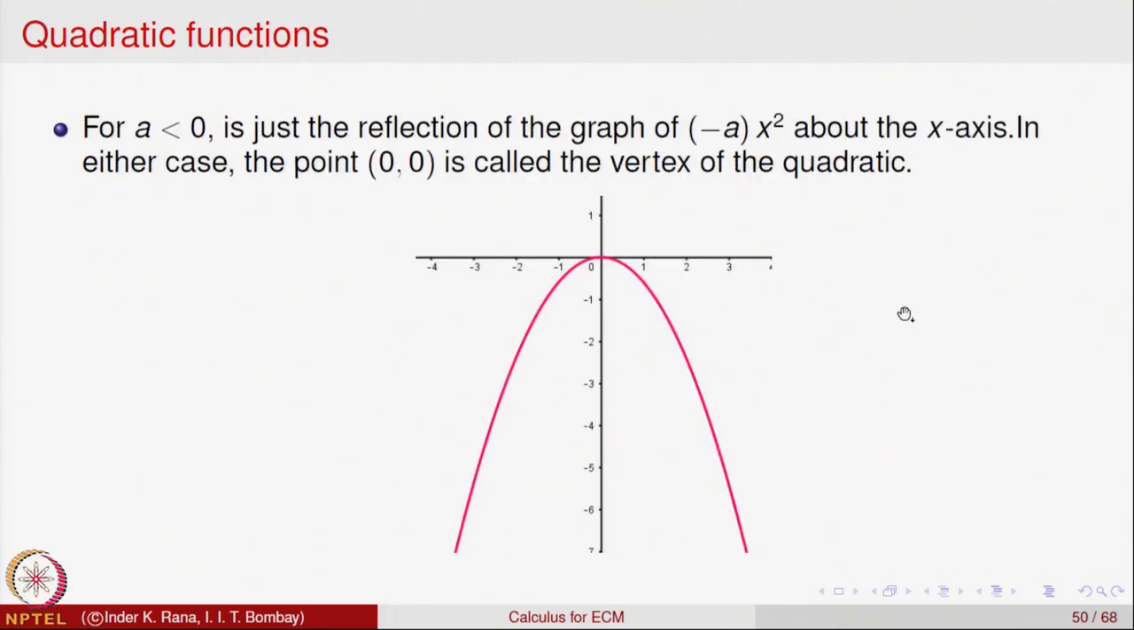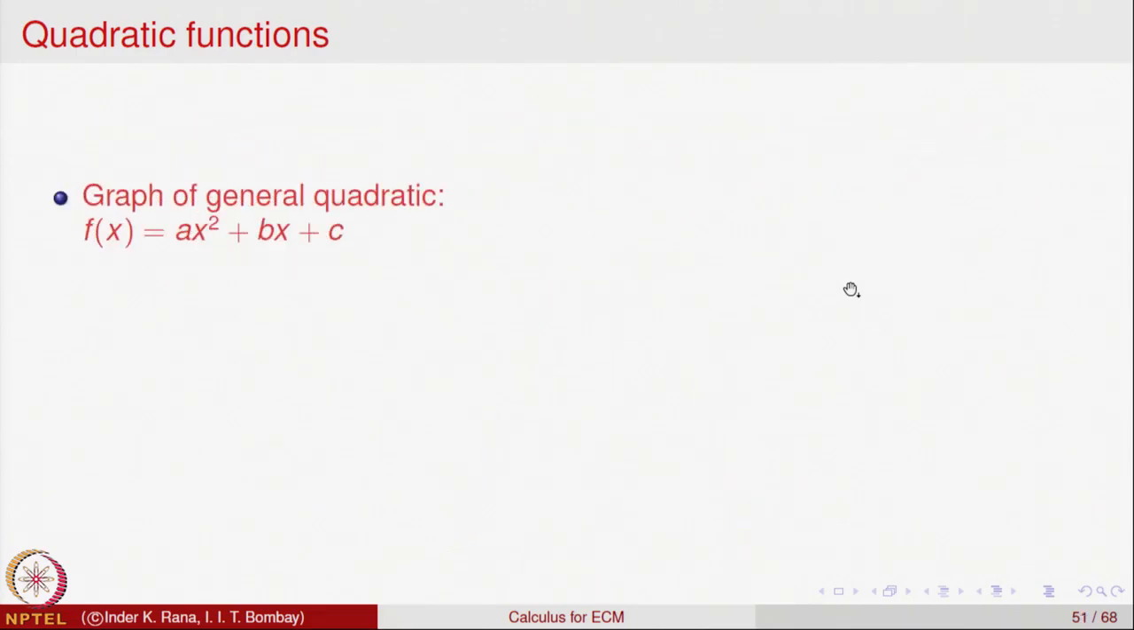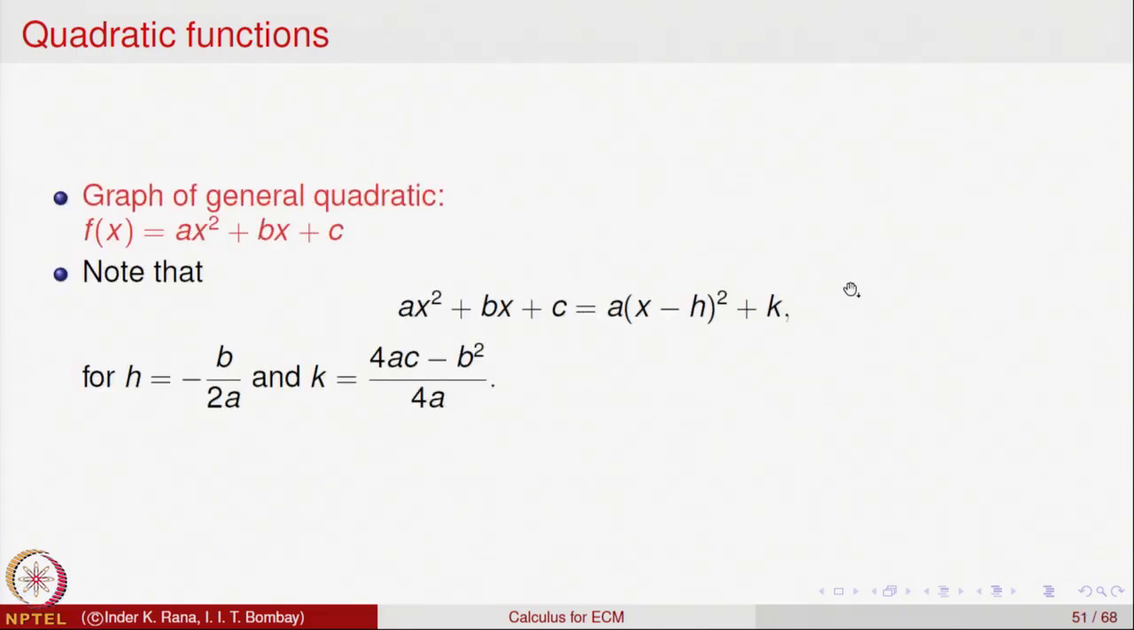So, this was when a is positive. When a is negative, for example y equal to minus x square, all the values are going to be negative, so it will become a graph below the x axis. In fact, the graph of y equal to minus a x square is just the reflection of the graph of y equal to a x square when a is positive. So, graph of the quadratic.